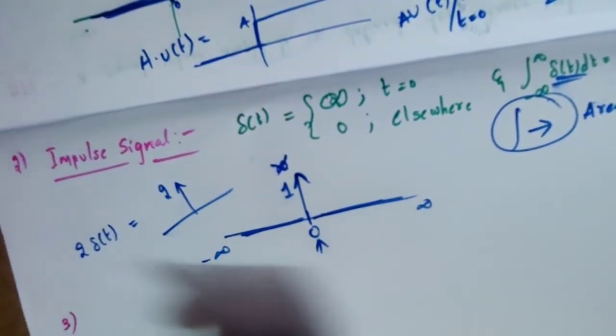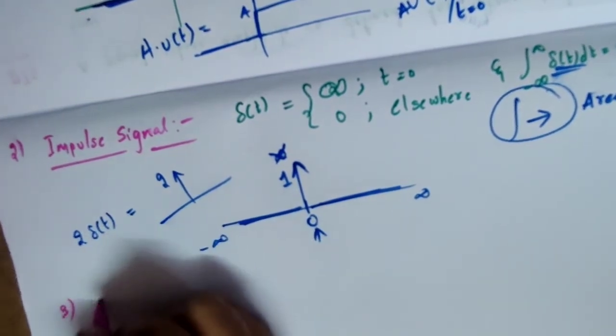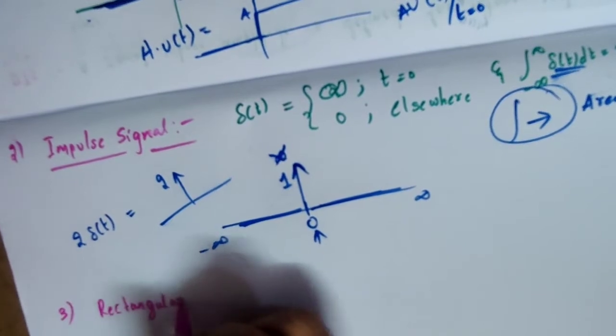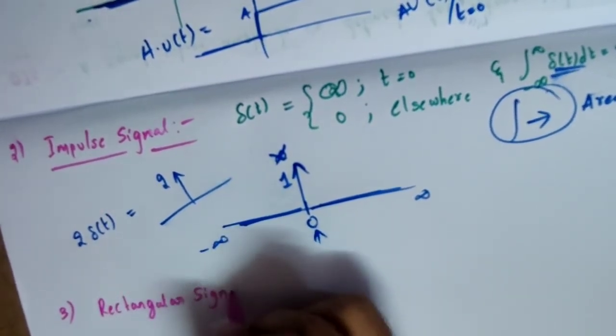The third important standard signal is the rectangular signal. A signal or function, you can call it in either of the ways.